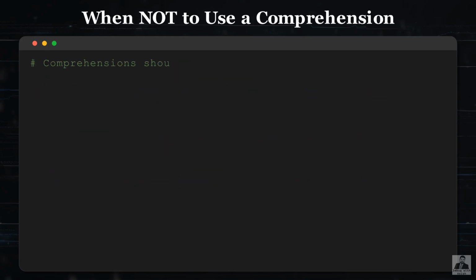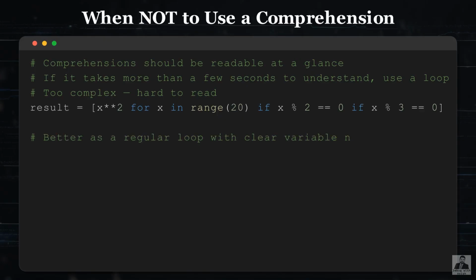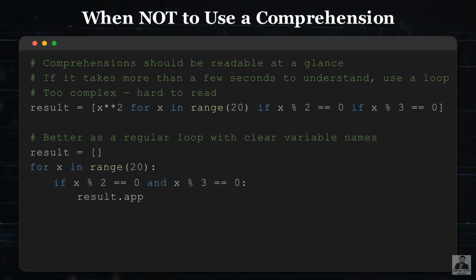List comprehensions are not always the right choice. They work best when the logic is simple and readable at a glance. When a comprehension has multiple conditions, complex expressions, or nested loops, it becomes harder to understand than a regular for loop. The example at the top works, but it is not immediately clear what it does. The loop version below is longer, but much easier to read and debug. In Python, clarity always beats cleverness.